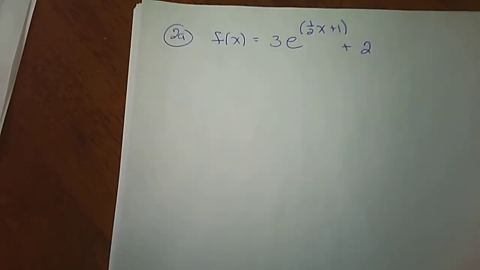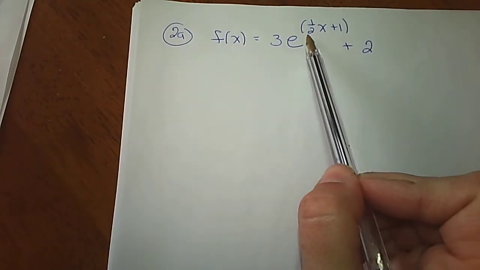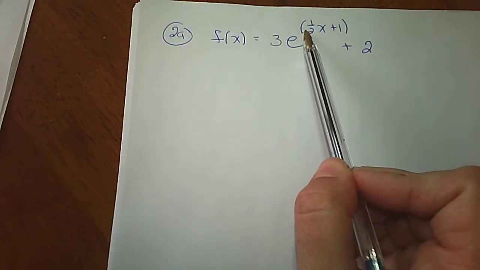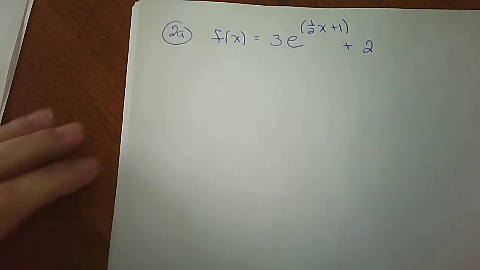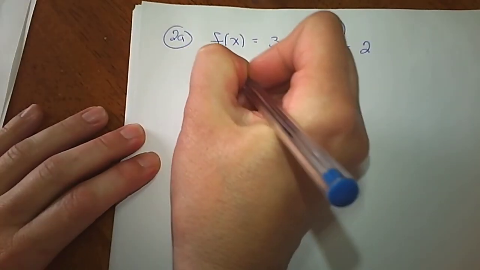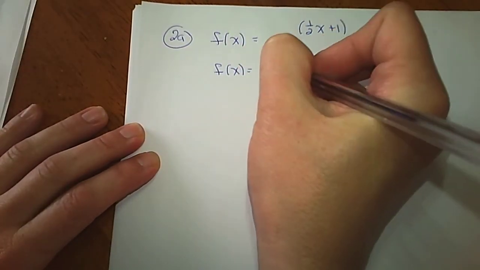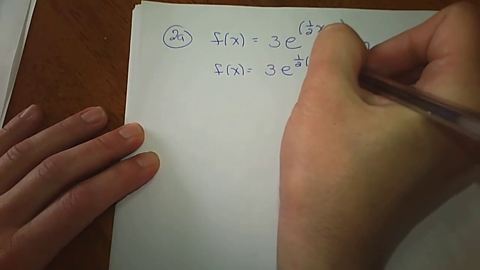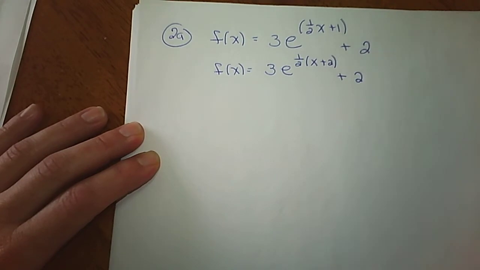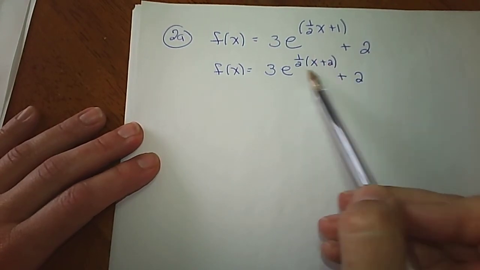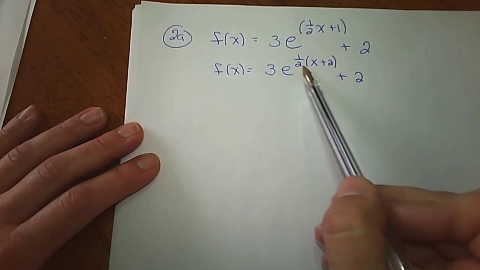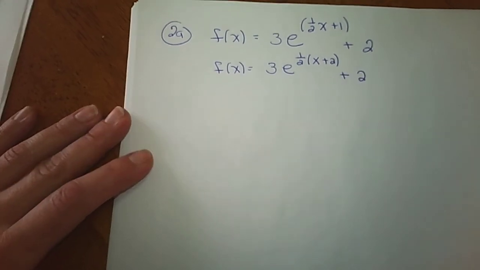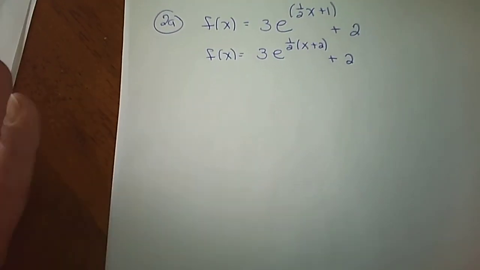All right, now the first thing I notice is that what's in here is no good. We have to factor out the 1/2 in front of the x. So I'm going to rewrite f of x as 3e to the 1/2 (x plus 2) plus 2. And again, you can check that you factored right by distributing it. You should get that again. All right, so that's step one.